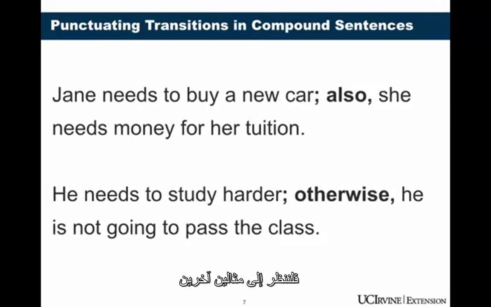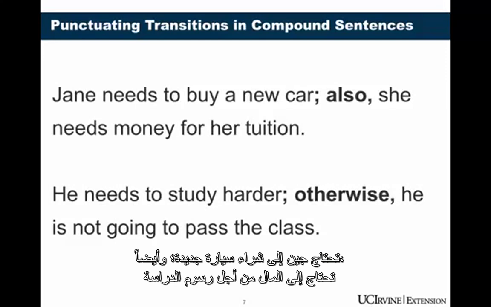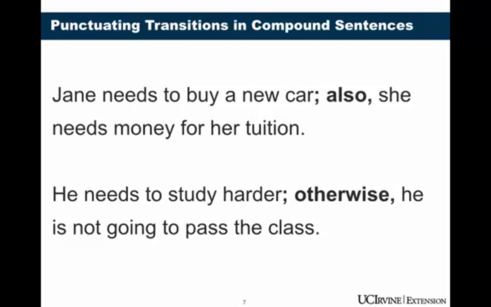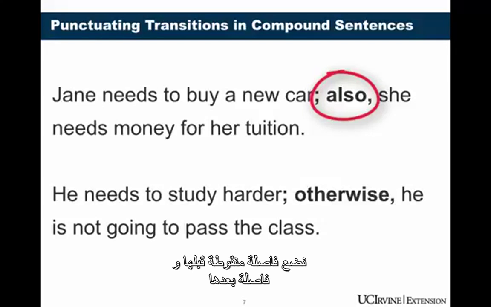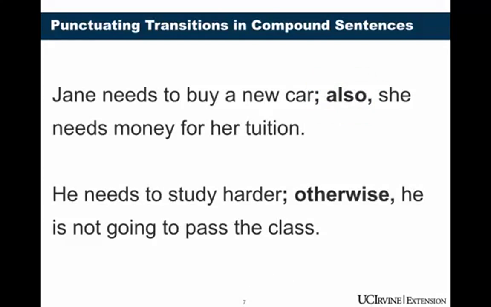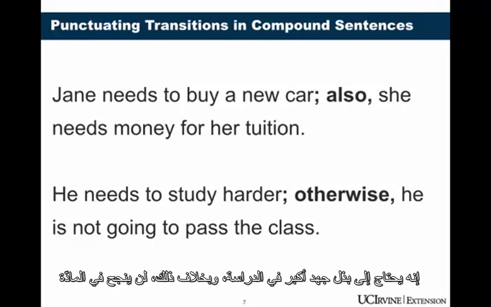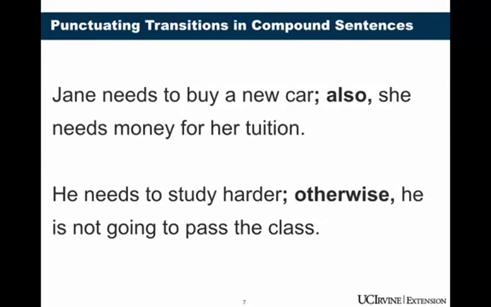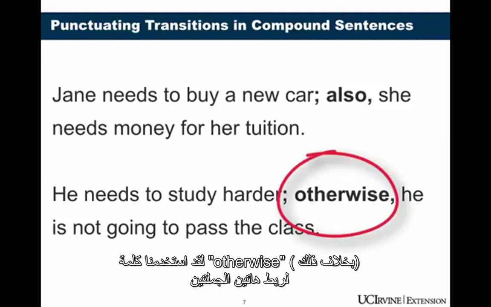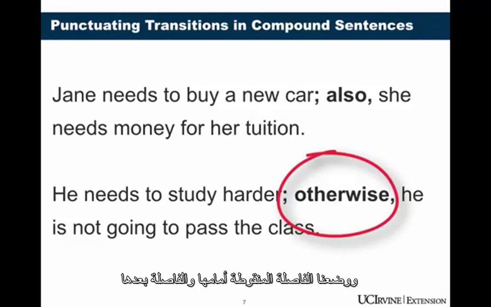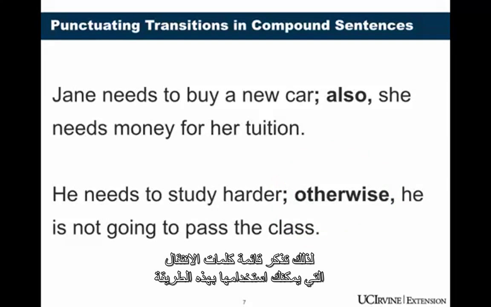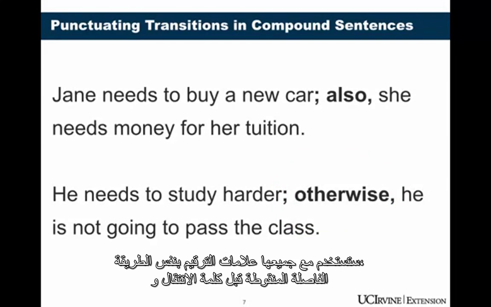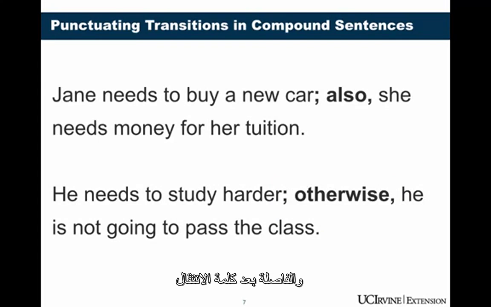Let's look at a couple more examples. Jane needs to buy a new car; also, she needs money for her tuition. Also is another transition word, and it's joining two sentences, so we put a semicolon in front of it and a comma after it. Look at the next one. He needs to study harder; otherwise, he is not going to pass the class. We used otherwise to join these two sentences, and we put the semicolon in front and the comma after. So remember that list of transition words that you can use like this. You'll punctuate them all the same with a semicolon in front of the transition and a comma after the transition.